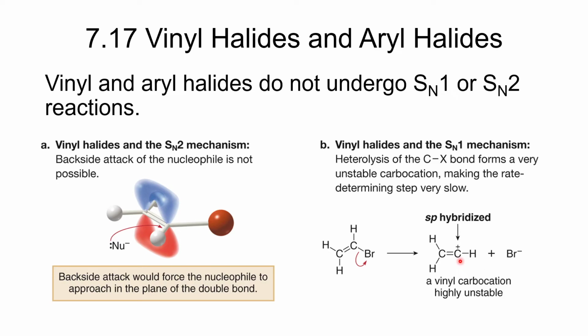All right. Using similar logic, we can see that the aryl halides are not going to do the SN1 and SN2 reactions as well. So this is just a little section to remind you, if you have an sp2 hybridized carbon bonded to a halogen, this chapter doesn't apply to it because we can't do those reactions.